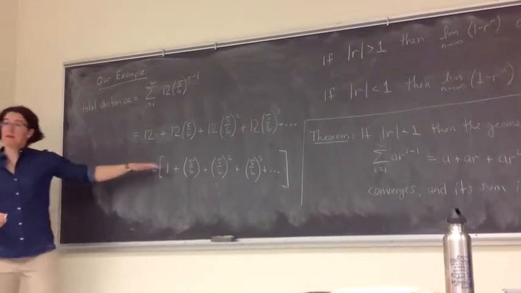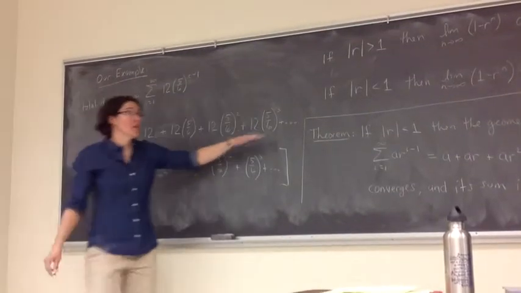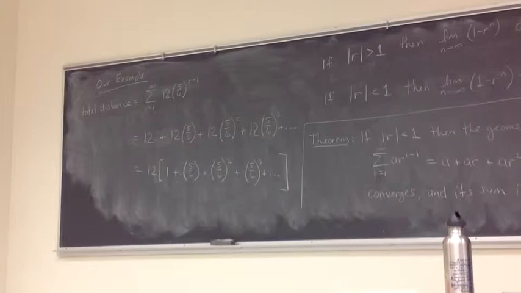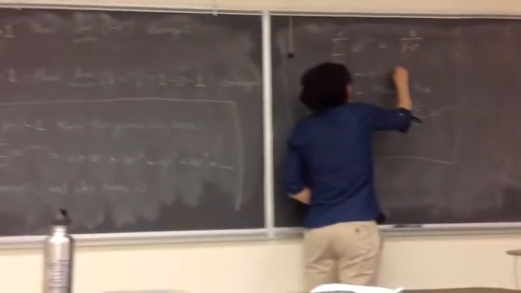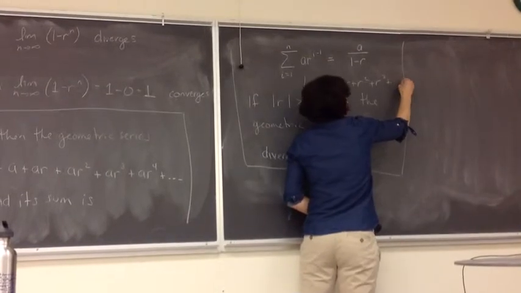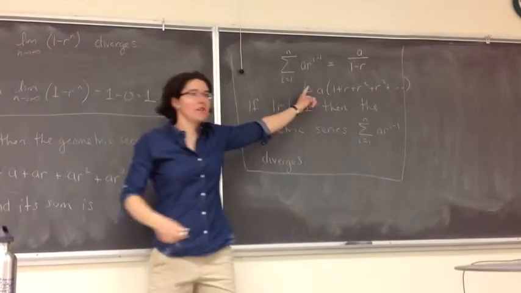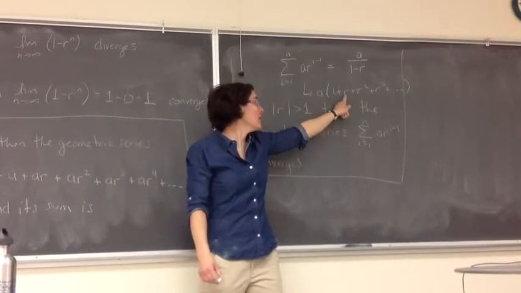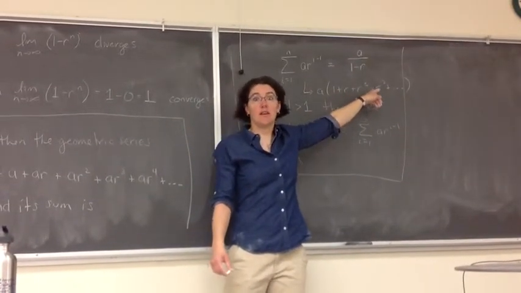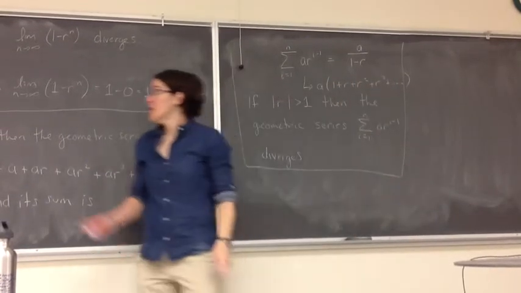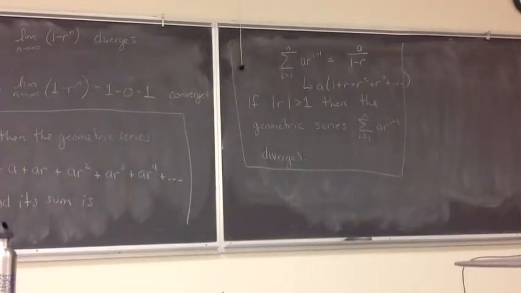So I want to be able to write my series. An alternative way of writing this series up here is a times 1 plus r squared plus r to the third plus dot, dot, dot. And so if I can factor out that a and have a 1 as my first term, and then the r, and then the r squared, and the r cubed, then I know that I have the right form of my series. So once I write it like this, I can identify a few things.